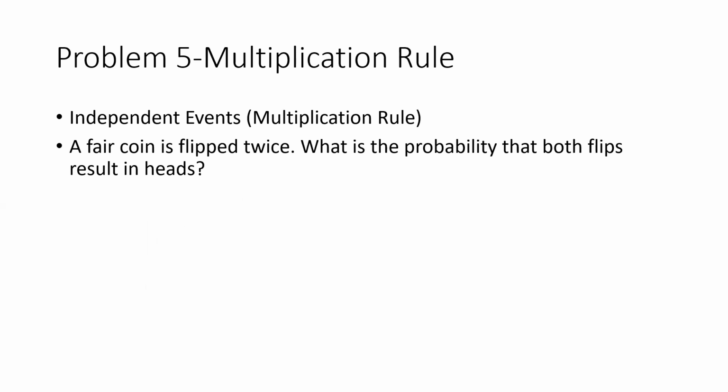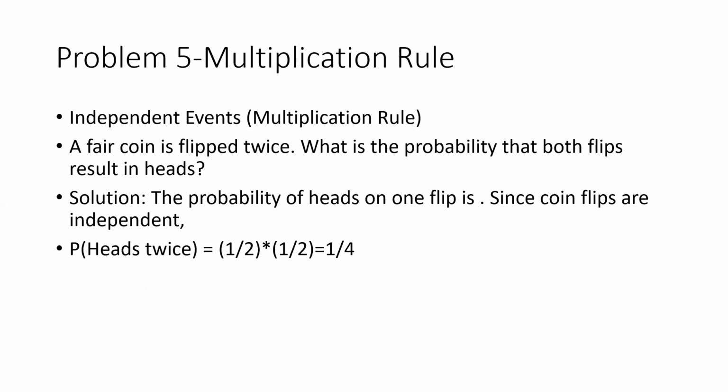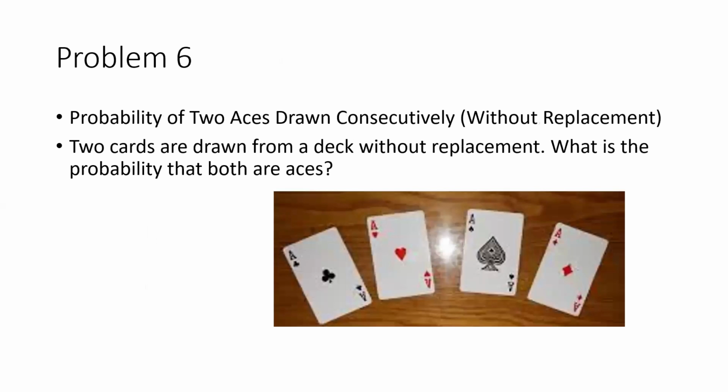A fair coin is flipped twice. What is the probability that both flips result in heads? One flip gives 1 by 2, and another flip gives 1 by 2. Both have to happen, so it is 1 by 2 into 1 by 2, because they are independent. That gives 1 by 4.